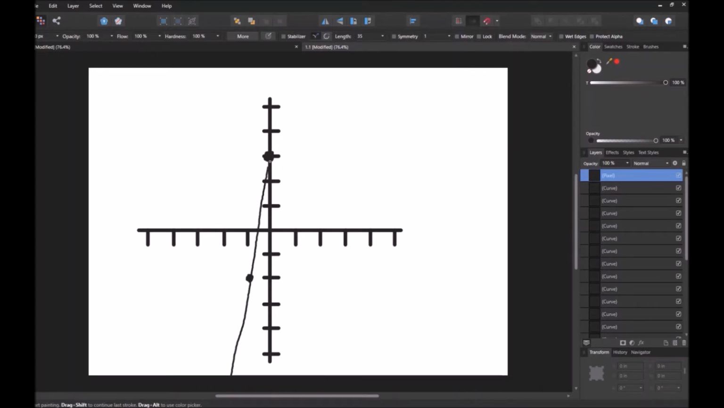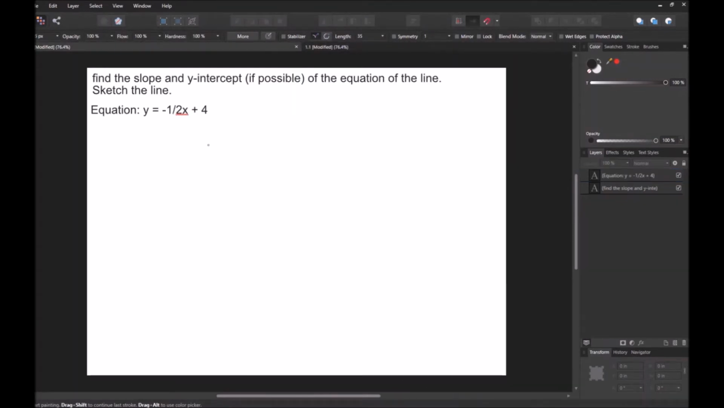Something like this. So yeah, just a very rough sketch of the equation, but obviously it would be pretty steep. So in this next question, we're asked the exact same thing, just a different equation. And our equation this time is y equals negative 1/2 x plus 4.